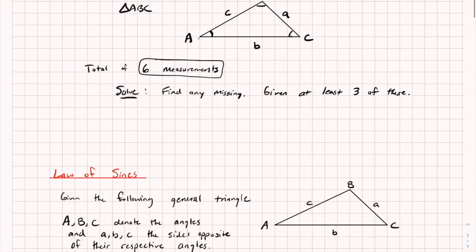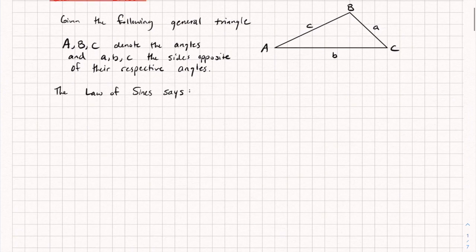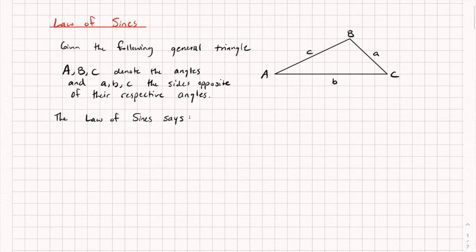All right, so starting with law of sines, given that general triangle here, with ABC and lowercase abc being the angles and sides respectively, what the law of sines states is that sine of angle A divided by little a, so this ratio between an angle and the side opposite of it, is equal to the sine of angle B over little b.